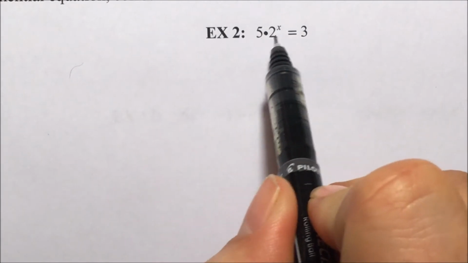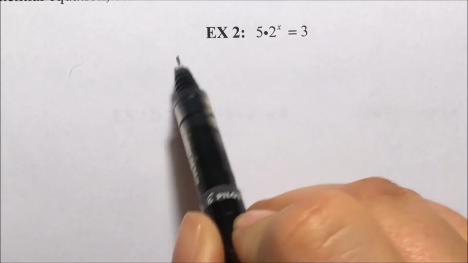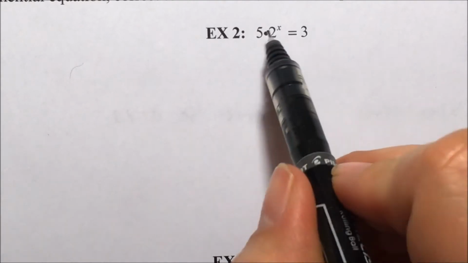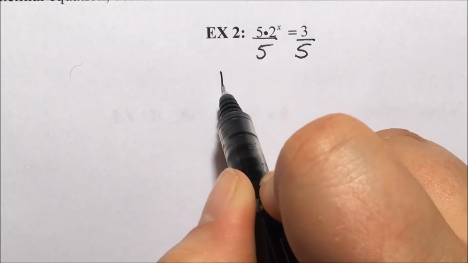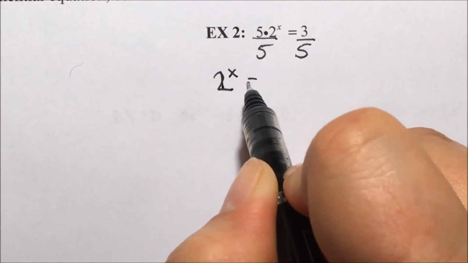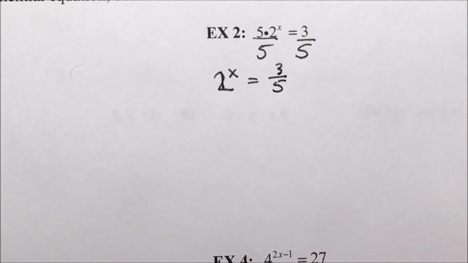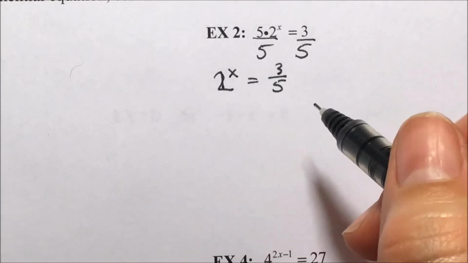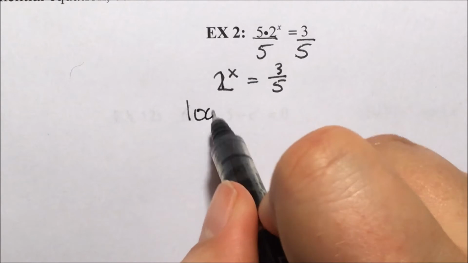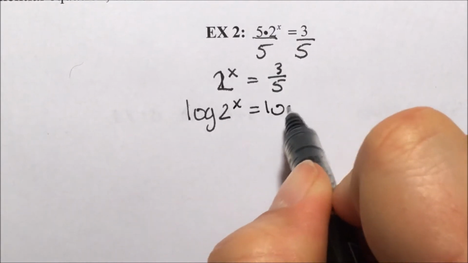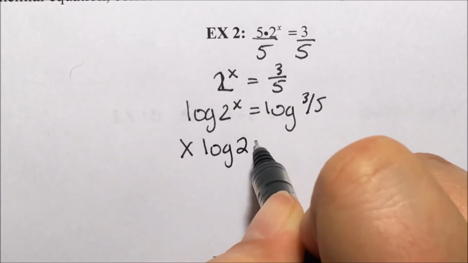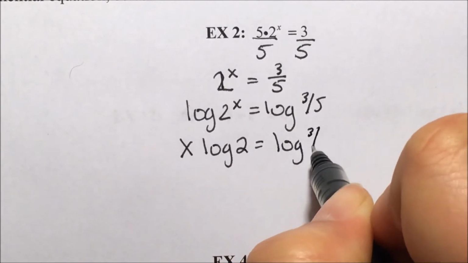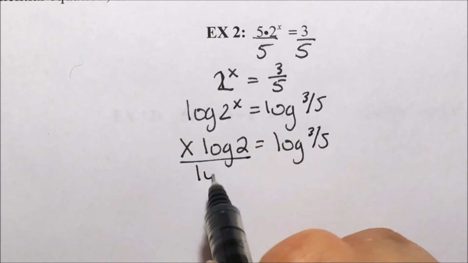If I gathered these into one log, then I can't take the x out right away because x is not acting on 5. So first thing I'm going to do is set it up so that it looks like the previous equation. There we go. So a base power of x equals a number. Now, I'm going to take log of both sides from here and pretty much follow through the rest of the steps exactly the same as we did on the last one.